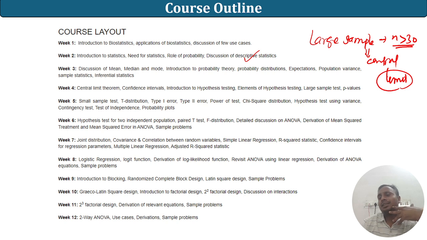For that we have the assumption that the samples should be IID. That's all. Then we came across the small sample test. Let's say for the small sample test we have the t test, for a small sample that is going to be less than 30. So we have used the t test.